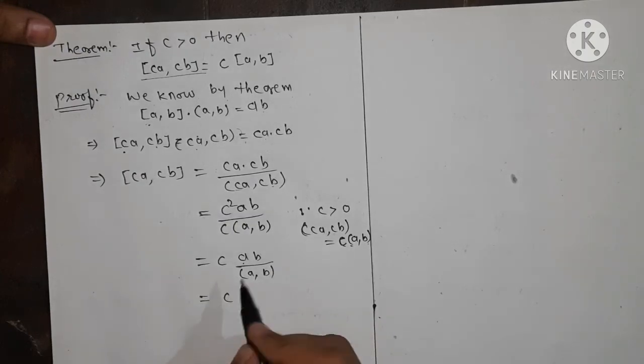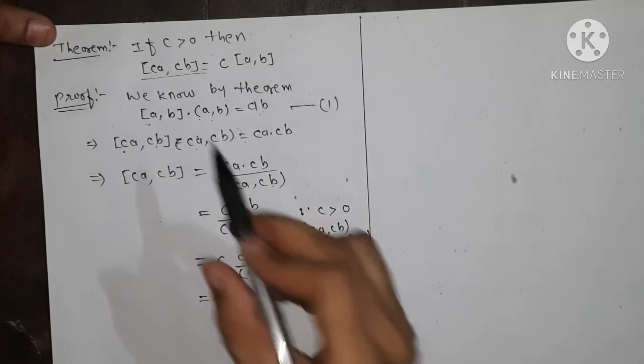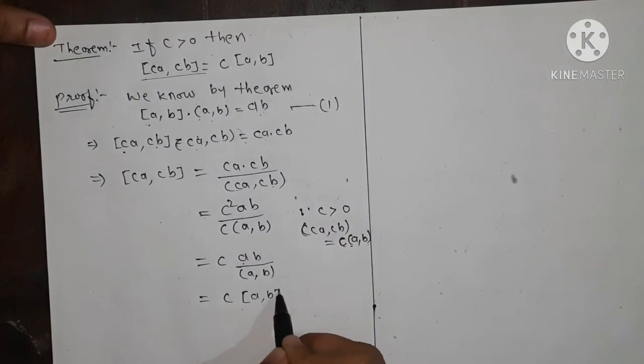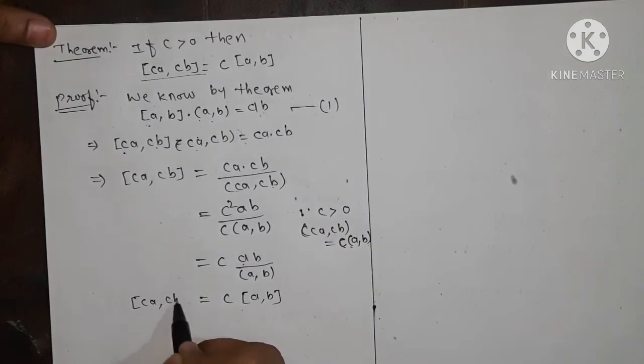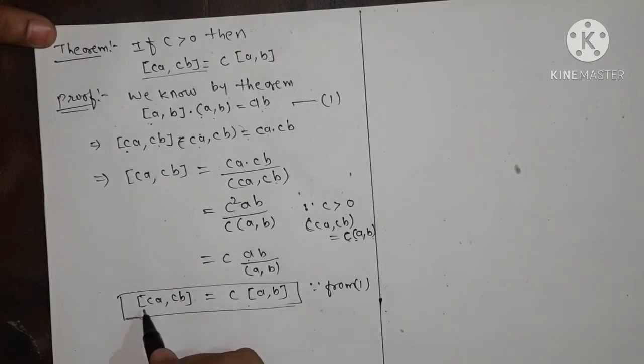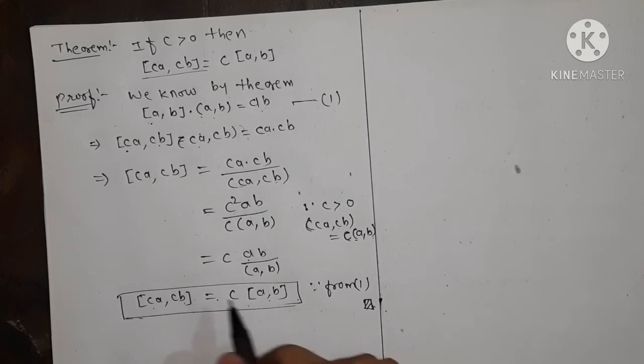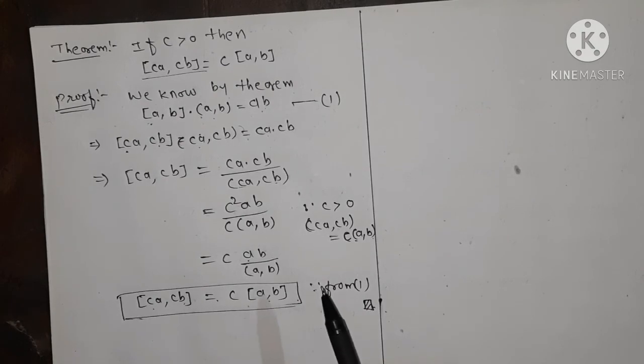Which is equal to C, and from equation 1 we can write AB upon the GCD as nothing but our LCM. So it is LCM of A comma B, since from 1. And therefore we get our result, that the LCM of CA comma CB is equal to C into the LCM of A comma B. Hence the proof. So we have seen up till now the properties of the LCM, and now we end our lecture. So thank you, students.